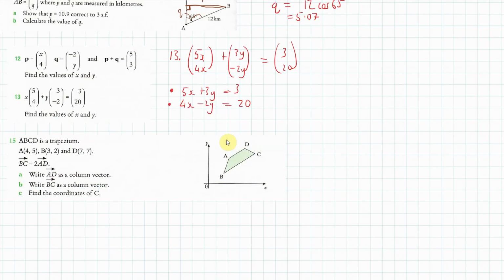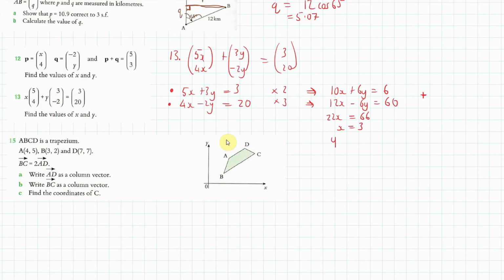Now I'm going to times both equations. I'm going to times the top one by 2 and the bottom one by 3. And this leads me to, the top one will be 10x plus 6y is equal to 6. The second one will be 12x minus 6y is equal to 60. So those are my two equations. And I'm going to add them together to get 22x, the y's will drop out, equals 66. So x should be equal to 3.